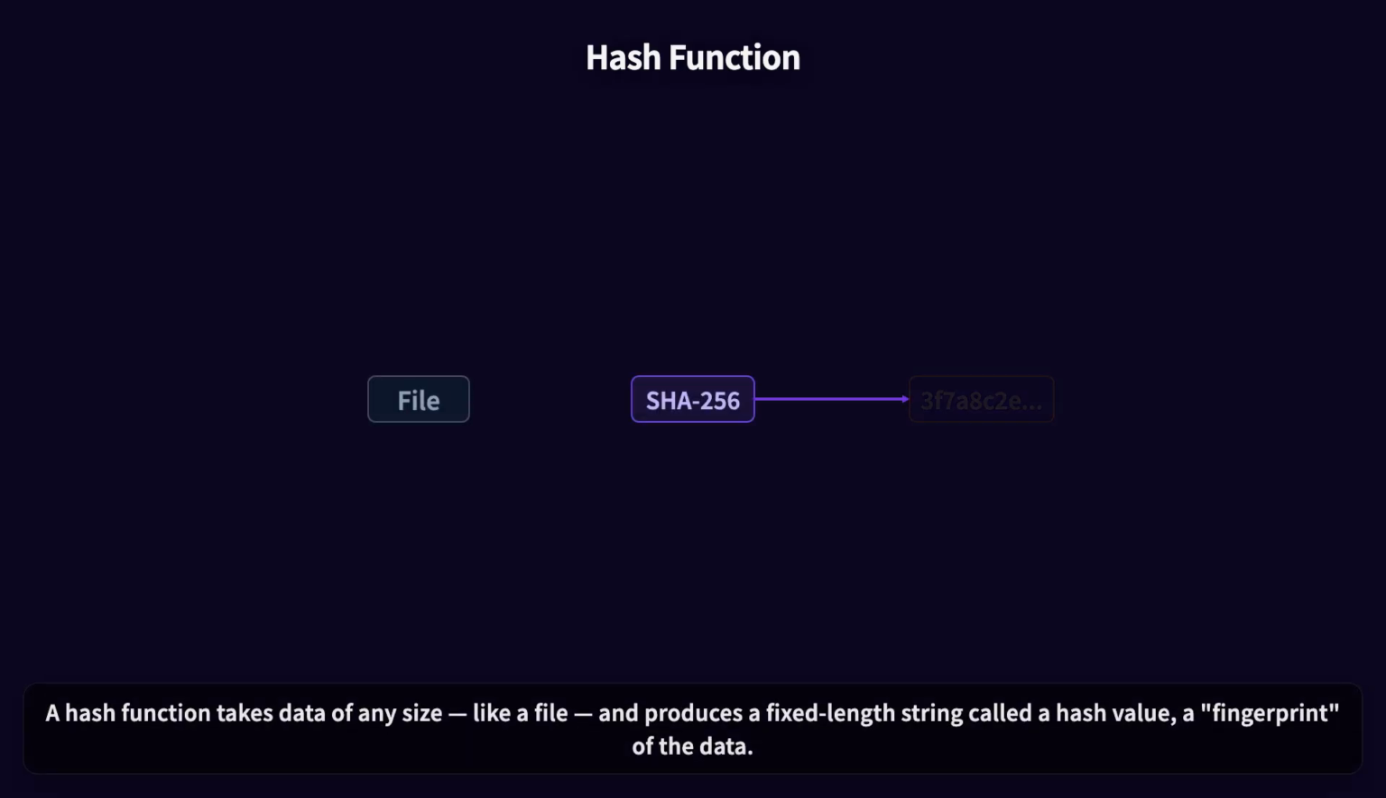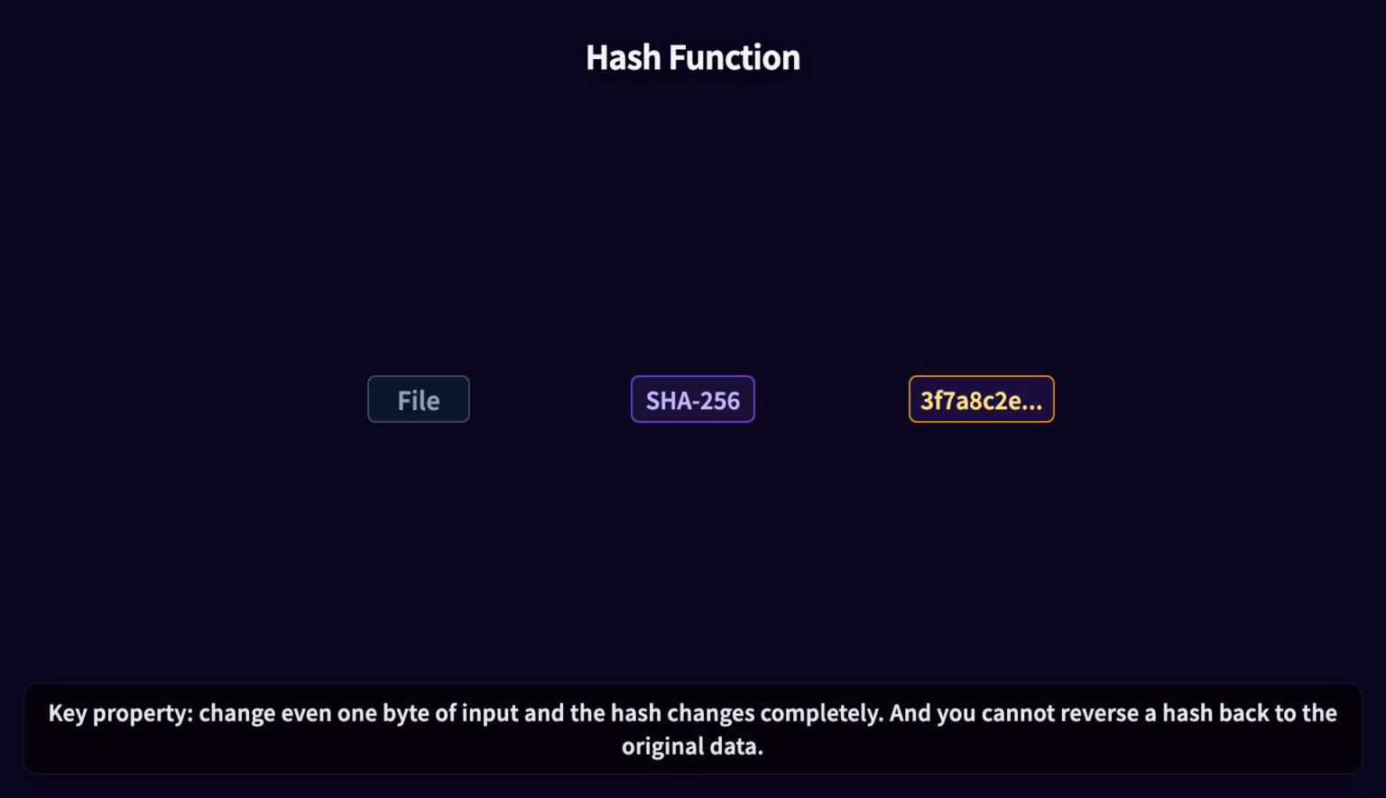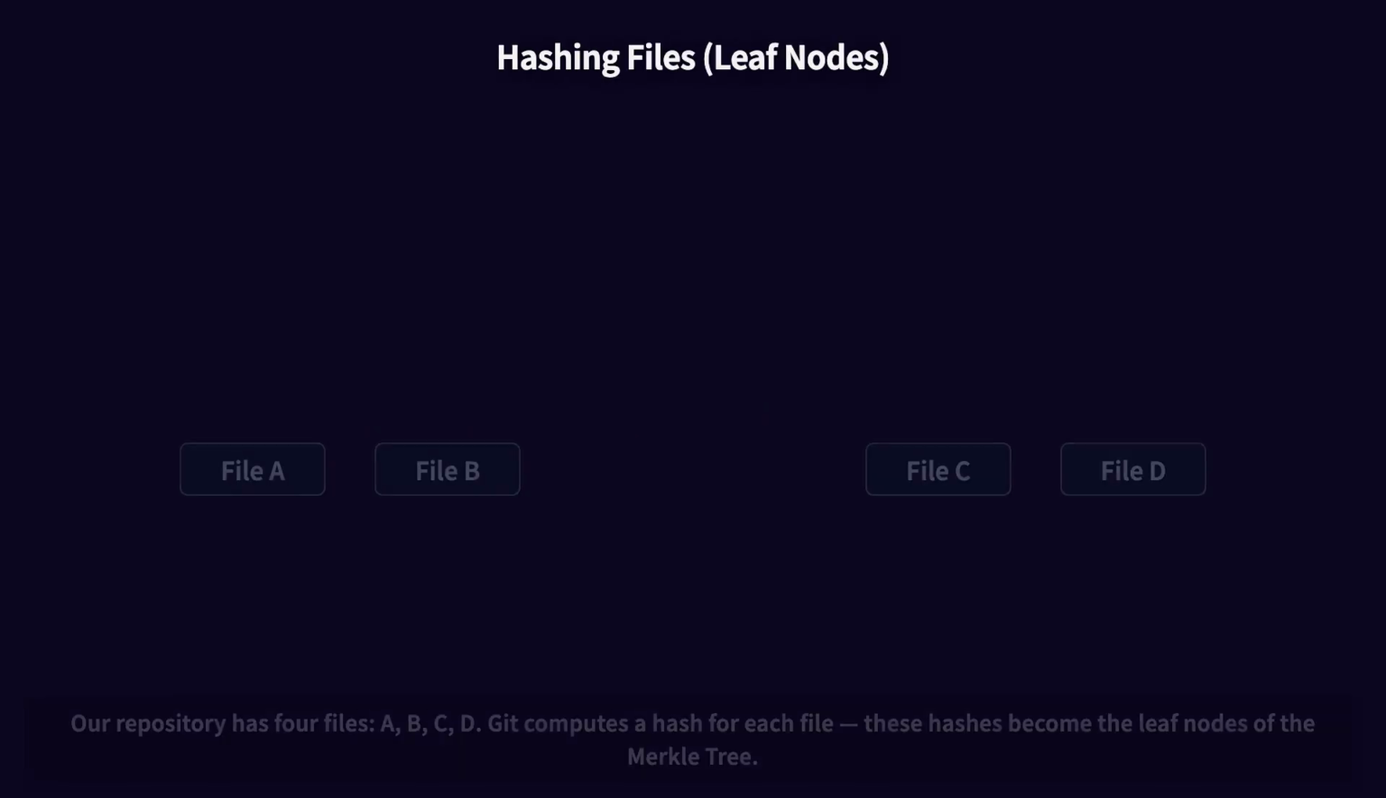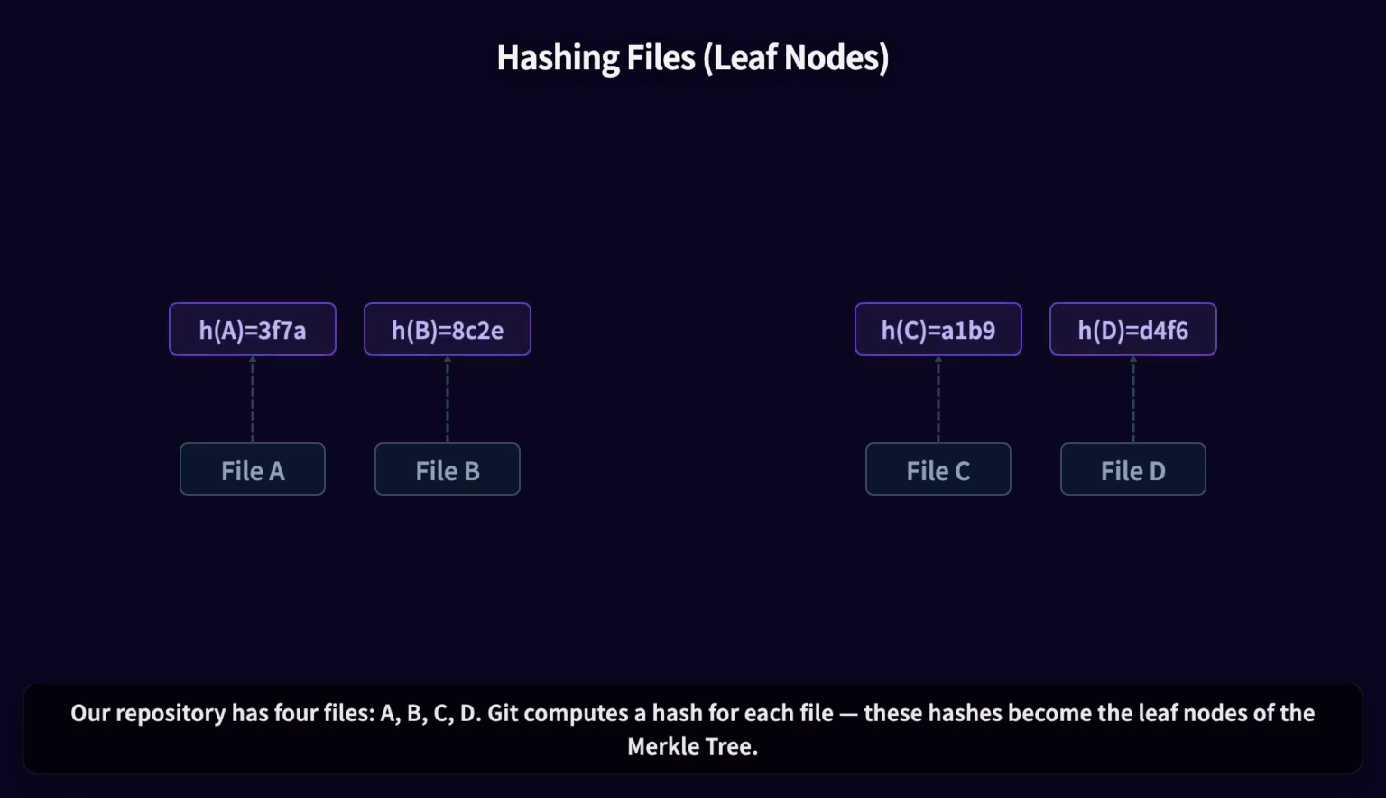A hash function takes data of any size, like a file, and produces a fixed-length string called a hash value, a fingerprint of the data. Key property: change even 1 byte of input and the hash changes completely, and you cannot reverse a hash back to the original data.